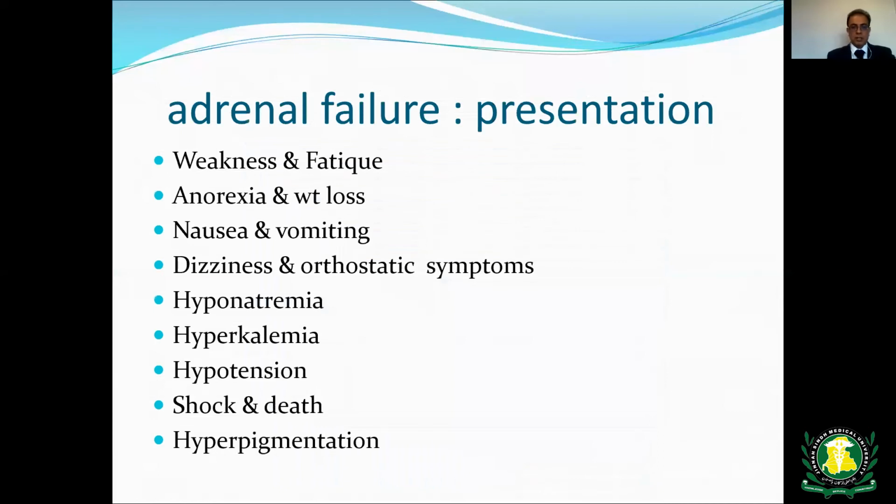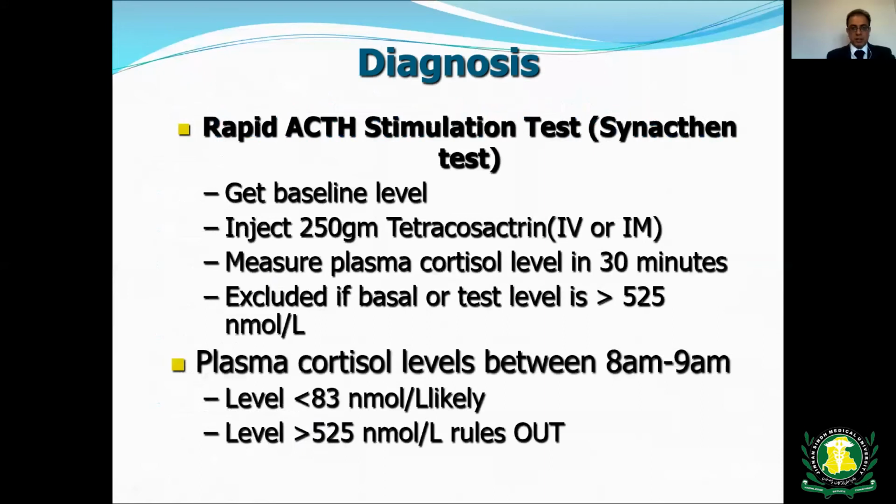So how do they present? If a patient comes in with adrenal failure, they are quite unwell, and your clinical judgment really makes a huge difference. The patient comes in with weakness, fatigue, all non-specific symptoms. That's why it is so important that you know all these conditions, because without background knowledge it is quite difficult to pick them up. So the patient may come in with weakness, fatigue, anorexia, weight loss, nausea, vomiting, other very non-specific symptoms, dizziness, orthostatic symptoms, hyponatremia and hyperkalemia, as I said a very classical combination, hypotension, shock and even death, and hyperpigmentation.